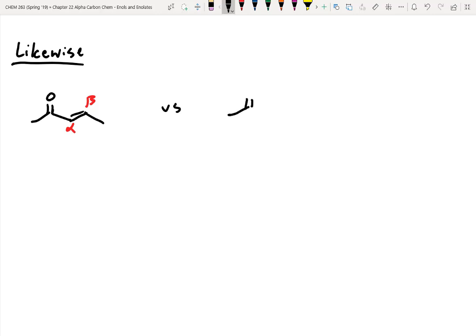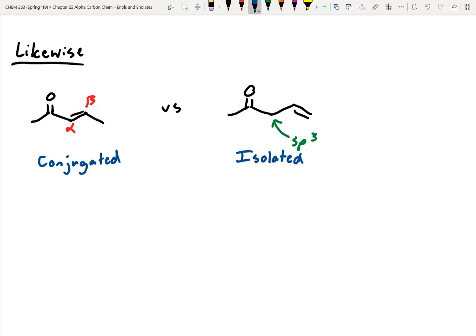And we could compare this to something like this. This one is not conjugated because it has an sp3 carbon in there. So the one on the right would be considered conjugated. Or sorry, the left, this would be isolated. So even though we're not looking at a carbon-carbon double bond, carbon-oxygen double bonds are still double bonds, right? Even though it's kind of in between a double and a single, it still behaves a lot like a double bond. All right, so now let's think about this in more detail.